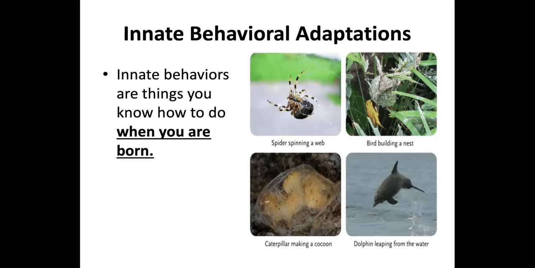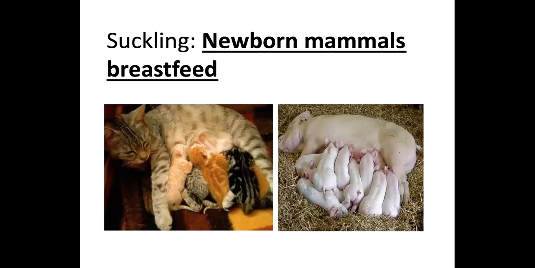innate behaviors, okay? Some examples in animals are spiders spinning a web, birds building nests, dolphins leaping from the water, and caterpillars making cocoons. Those are things they are born knowing how to do. They're born with them. Some innate behaviors include suckling. This is essentially newborn mammals breastfeeding.